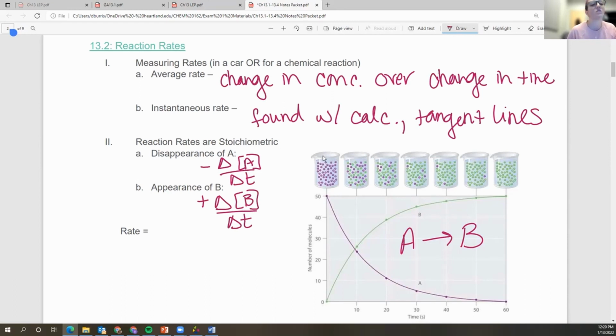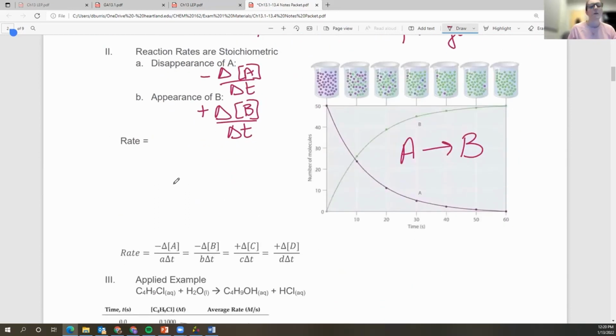Now, if it's not a one-to-one ratio, the rates aren't going to be exactly the same. For example, if it was a 1-to-2 ratio, then we would see maybe the products appearing at double the rate that the reactants are disappearing. Okay, so in this specific instance, these rates are equal, again, because they have the same coefficient.